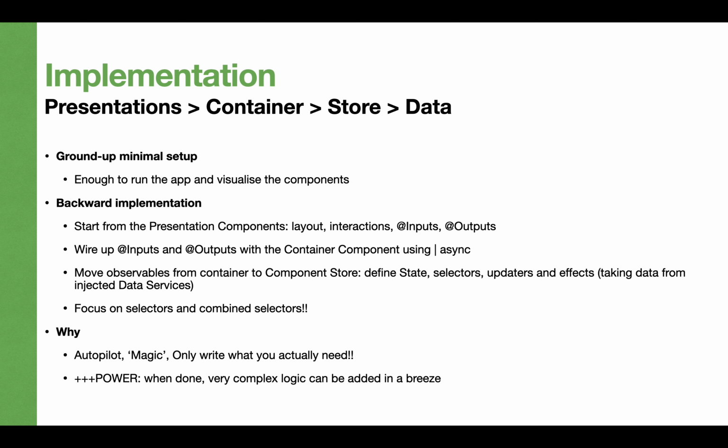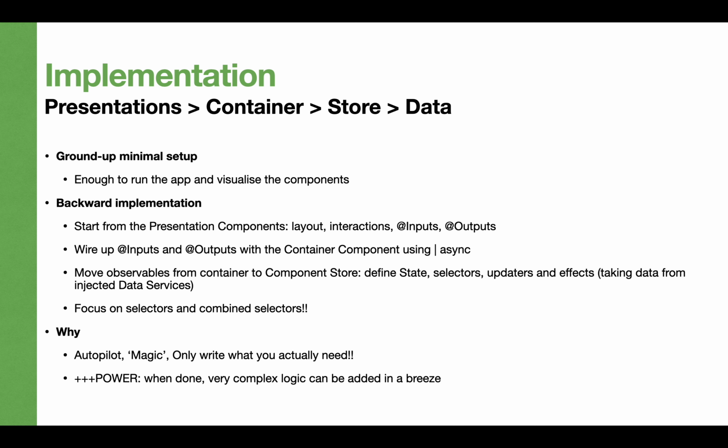Okay, and again, focus on the selectors and the combined selectors to encapsulate the logic and the relationship between data. Now, why are we using this weird backward implementation? First of all, because when you go backward in this way, you will not have to think about the logic anymore. You will just do automatic wiring. Okay, you will not be bothered by analyzing the logic.